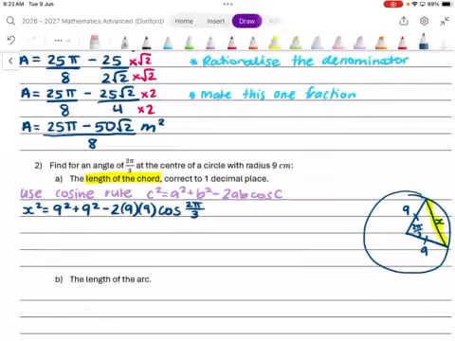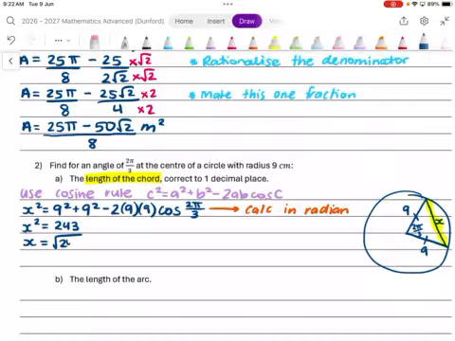Now, because we have cos 2 pi on 3, we need to make sure that our calculator is in radian mode, because we're dealing with radians, not degrees. When we put this into our calculator, we get x squared equals 243. So x will equal the square root of 243, and x will equal 15.5884... which we want correct to 1 decimal place. So we'll get 15.6 centimetres. We don't want to forget our units in there.